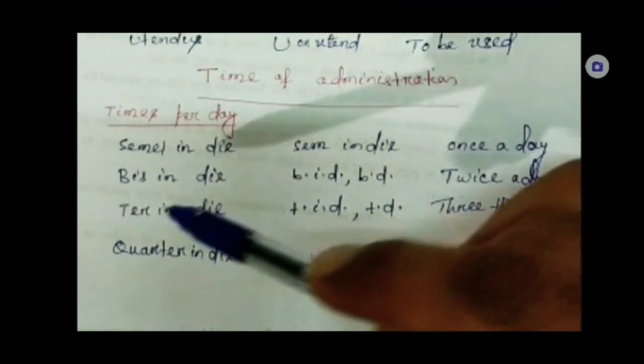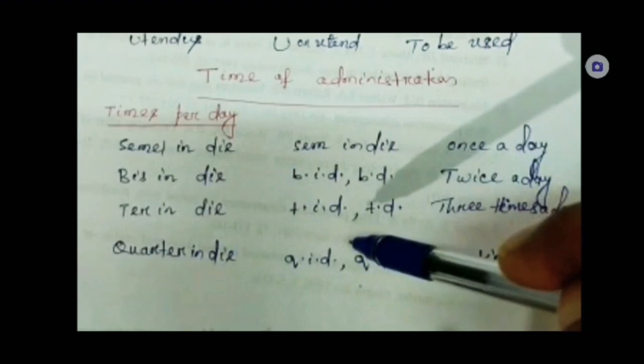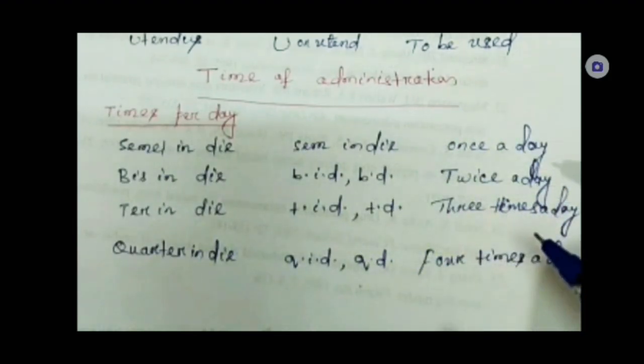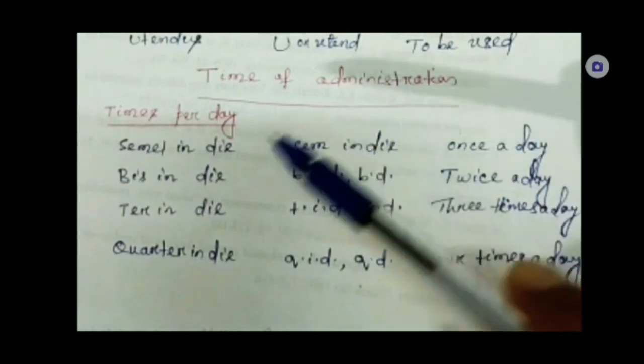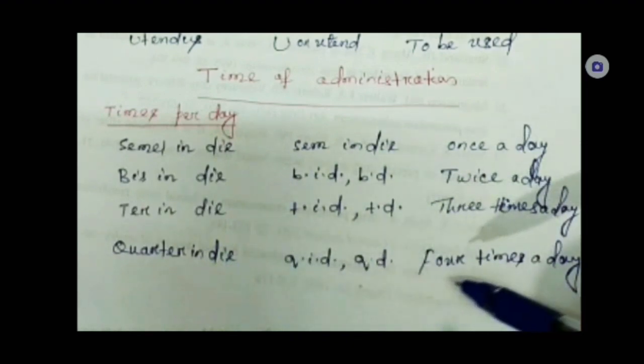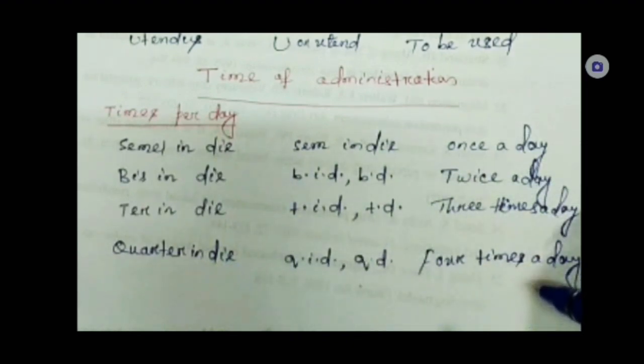If it is written ter in die, its abbreviation is TD or TID. Its meaning in English is three times a day, thrice a day. Likewise, if it is written quater in die, QD or QID, its meaning in English is four times a day.